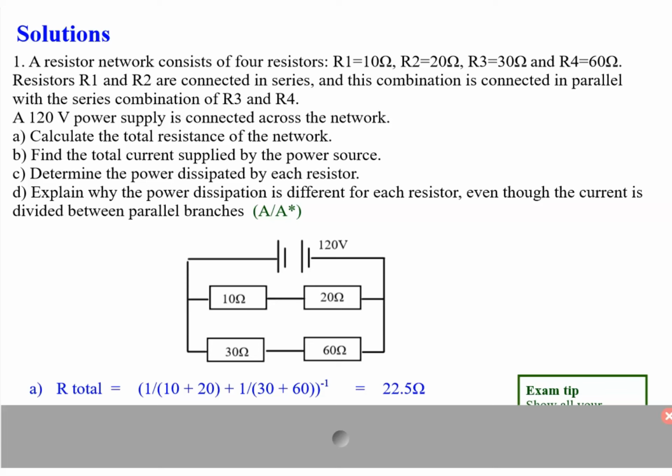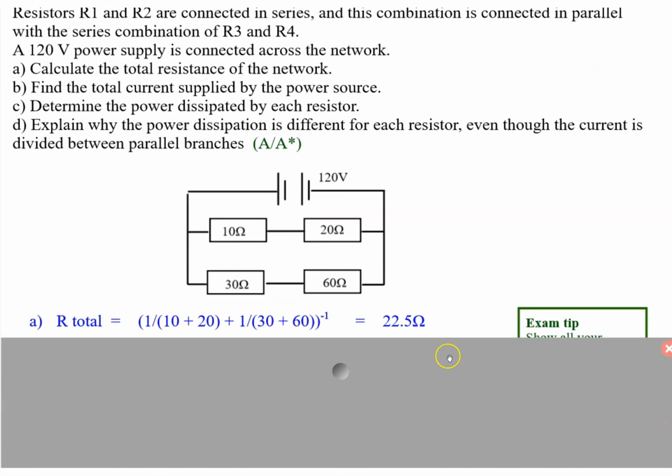So we've got a simple parallel circuit. We've got 10 and 20 in the top loop, so we add those two together to make 30. We've got 30 and 60 in the bottom loop, so we add those together to make 90. And then 1 over 30 plus 1 over 90. Find the reciprocal, you should get 22.5. Our check here is always that the total resistance of a parallel circuit should be less than the resistance of a particular loop. So the lowest resistance here is 30, so it's slightly less than that.